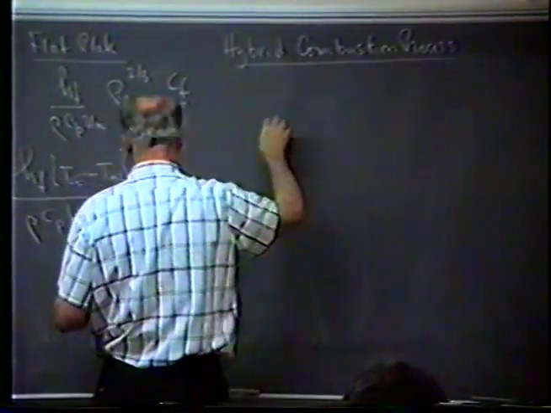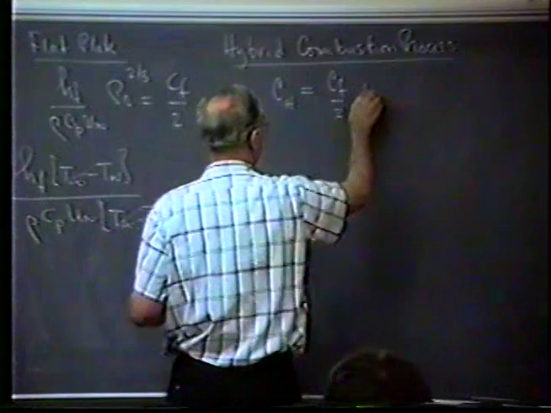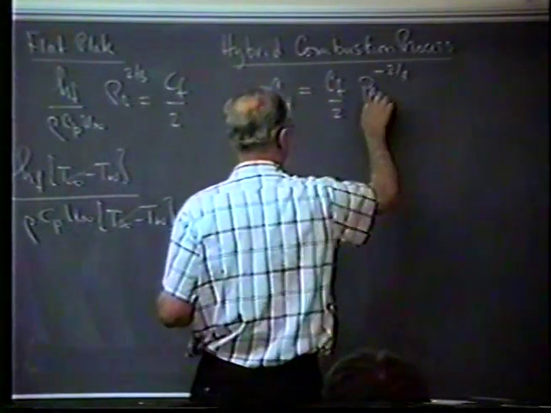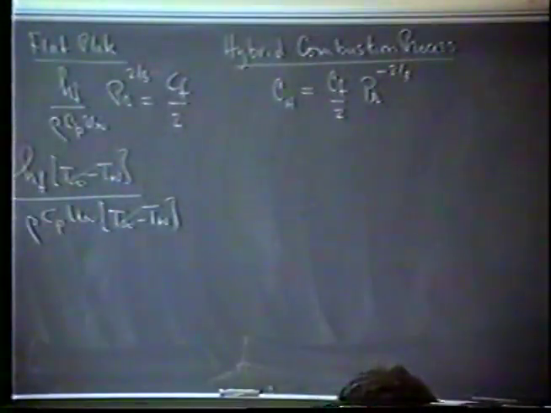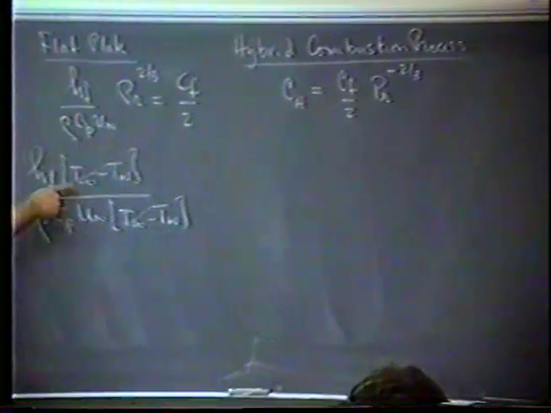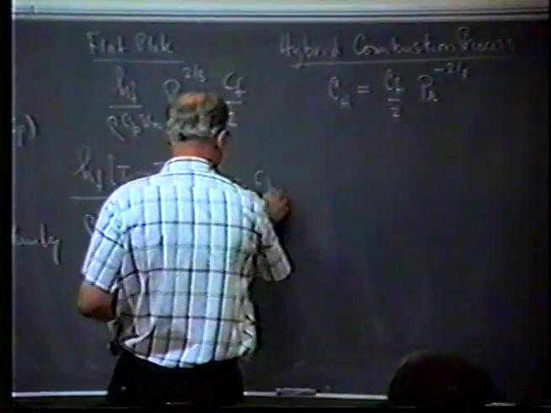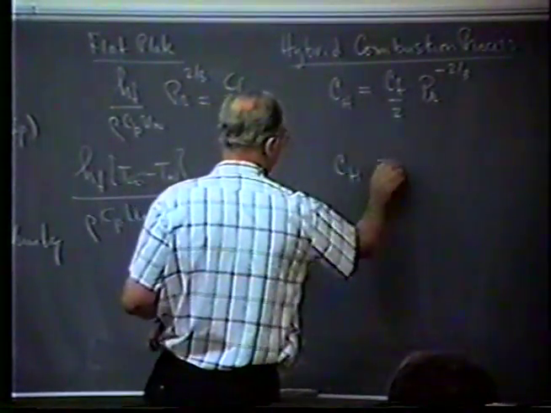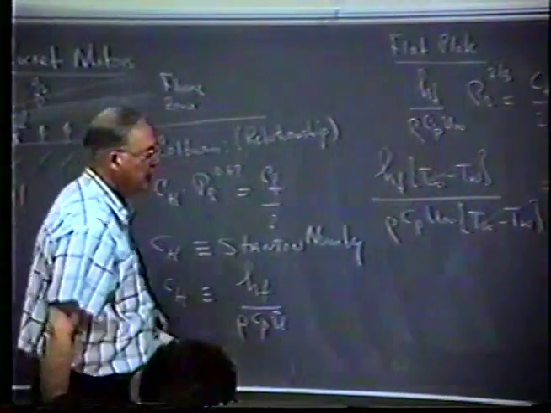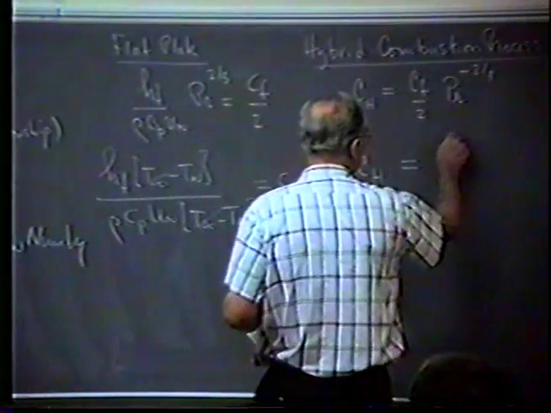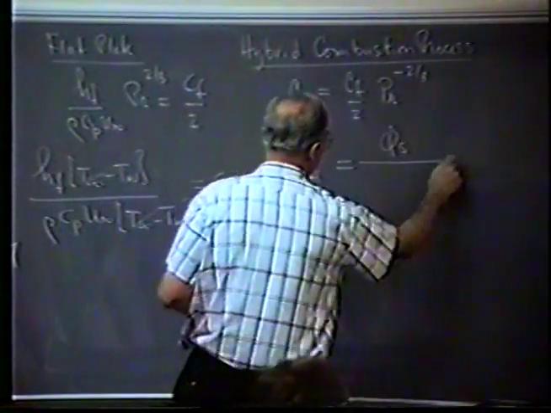Now, we'll take this first relationship that says the Stanton number is C sub F over 2 times the Prandtl number to the minus 2/3. And we'll also note, now, if H_F (T_infinity minus T_wall) represents a heat flux, and this is equal to C_H, then we have C_H from this definition of the Stanton number, which will be equal to a heat transfer rate into the surface. And I suppose we should put a dot on that to indicate a rate term.